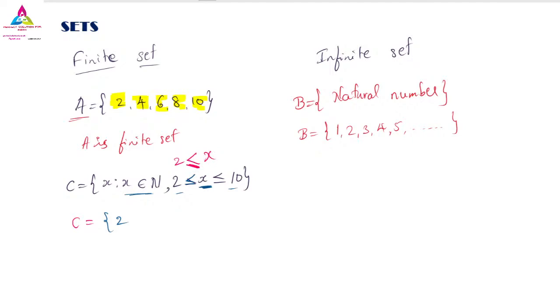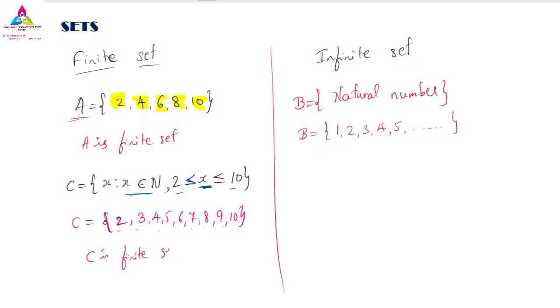So this symbol means greater than or equal to. Similarly here, less than or equal to 10. It will start from 2, next 3, 4, 5, 6, 7, 8, 9 and 10. The last number also we have to include because here we have less than or equal to. Here clearly we can count the elements: 1, 2, 3, 4, 5, 6, 7, 8, 9 elements we have. So C is finite. Similarly we can give infinite. Infinite means countless, that's all.